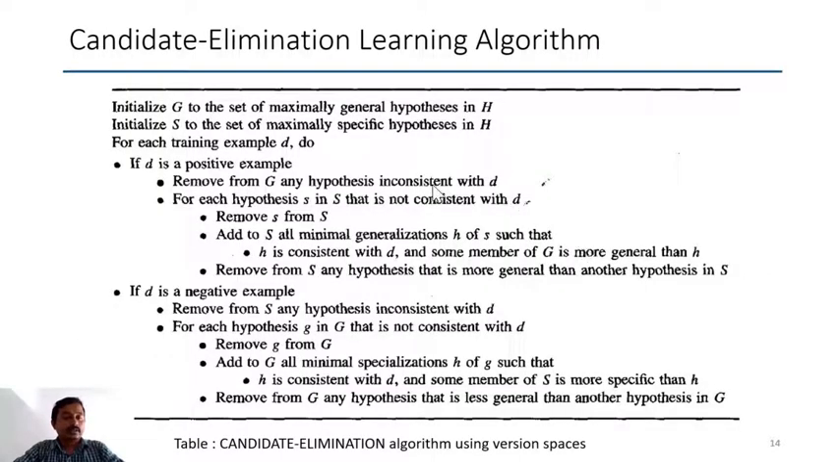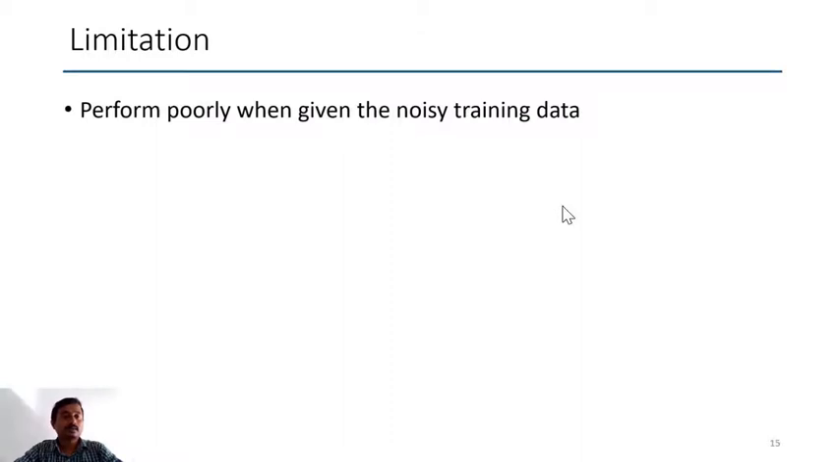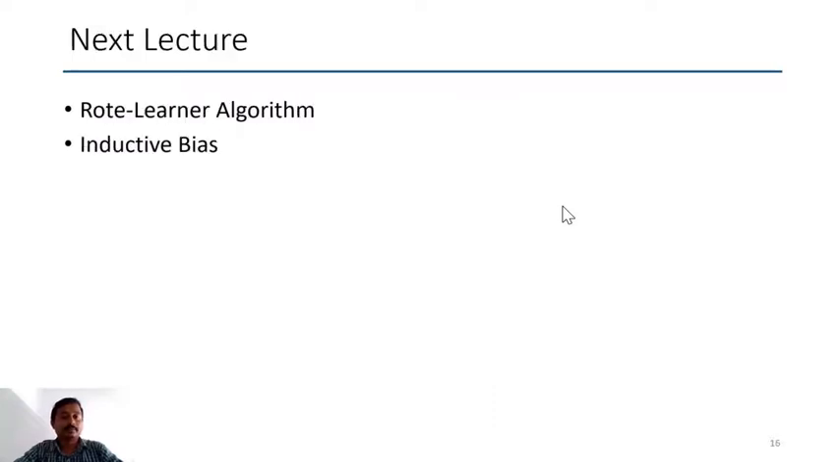So this is the candidate elimination algorithm. I leave the analysis of the algorithm up to you. These are exactly the steps which we have seen for the example. A limitation of the candidate elimination algorithm is that it performs poorly when given noisy training data. Just like the FindS algorithm, it has severe effects if the training data has noisy samples.